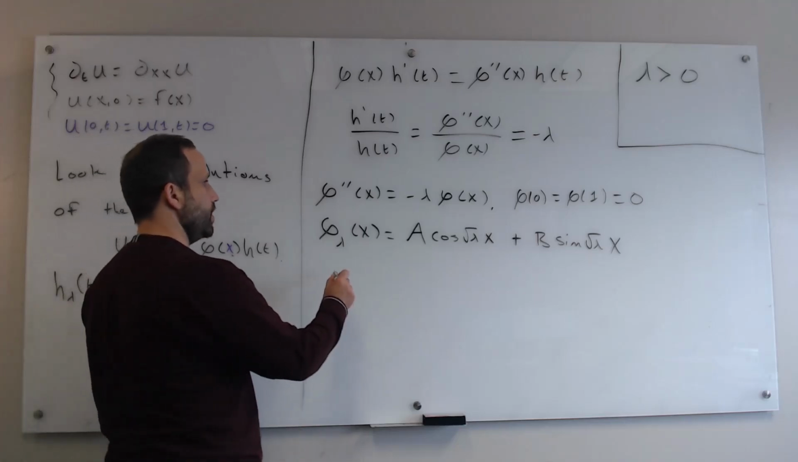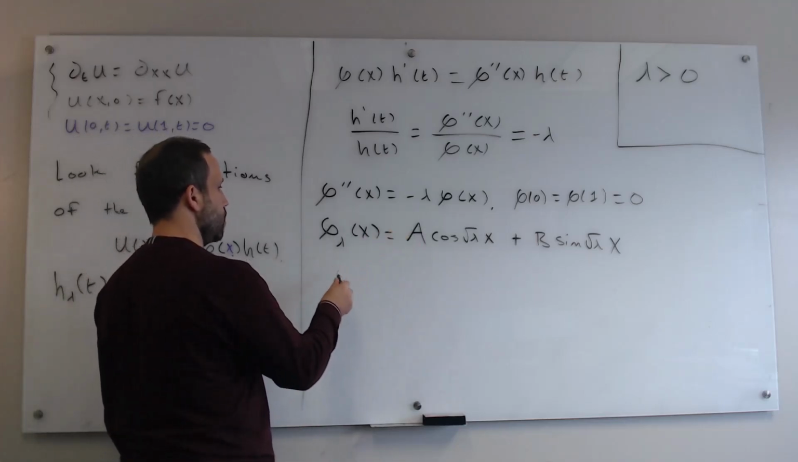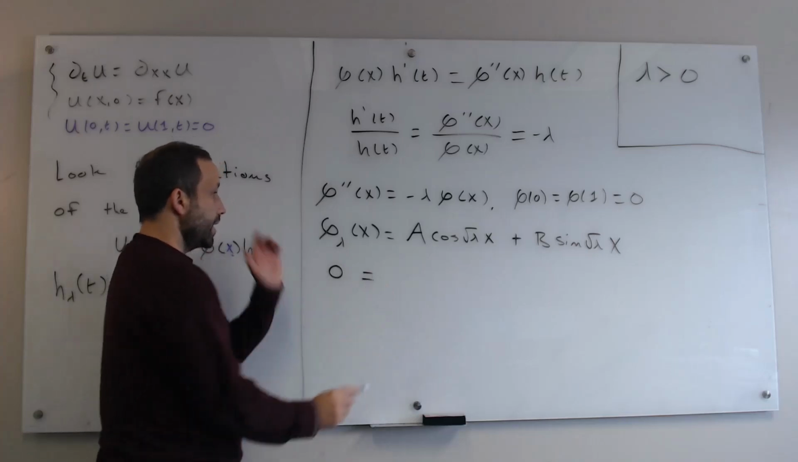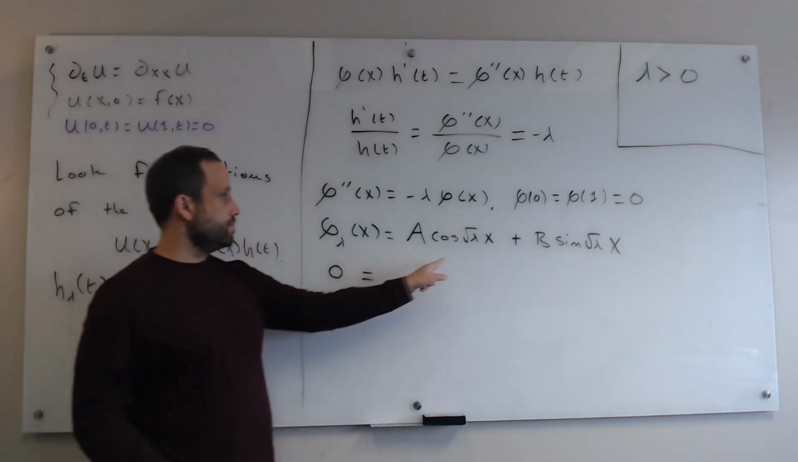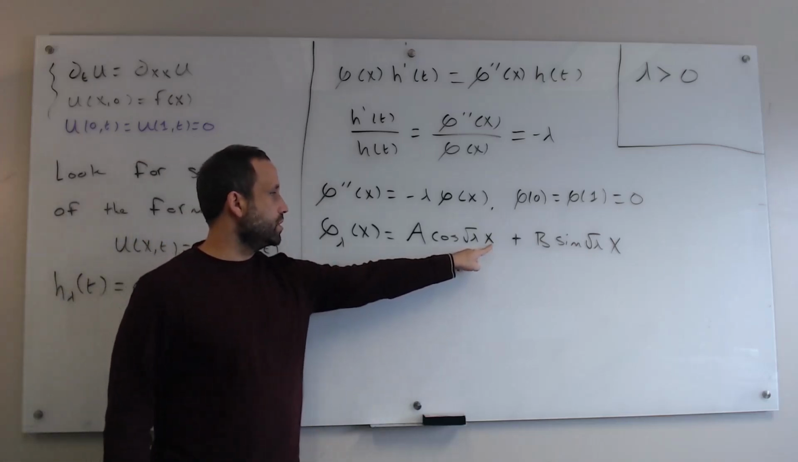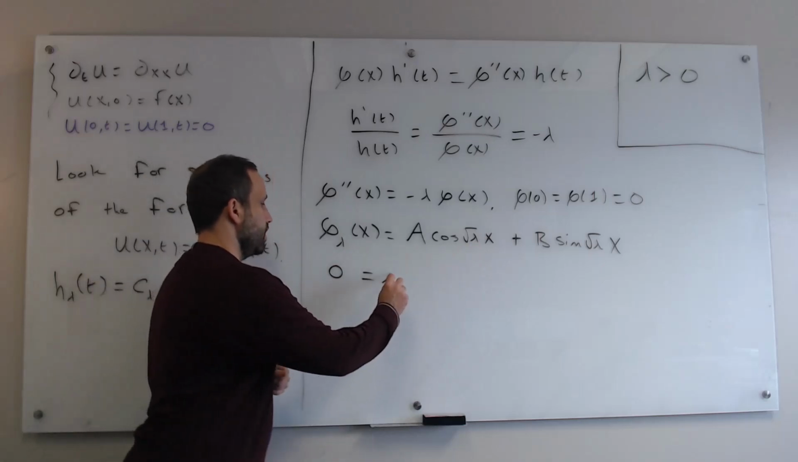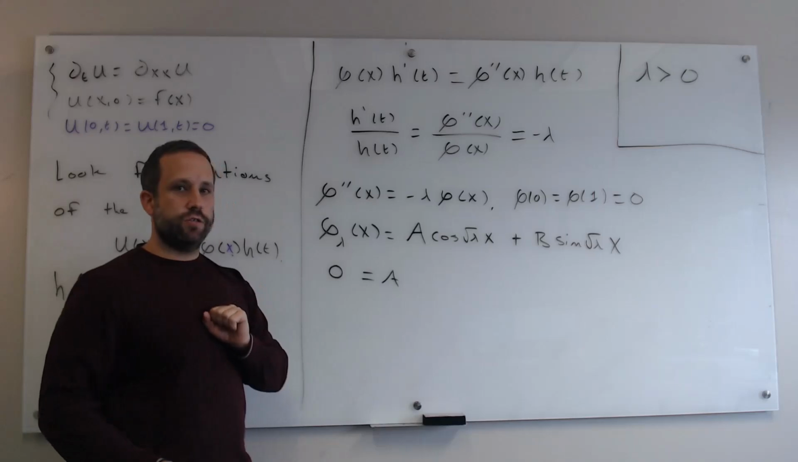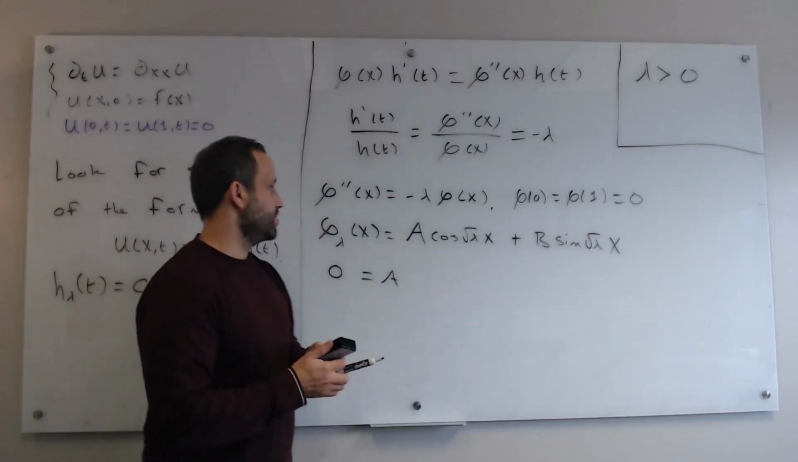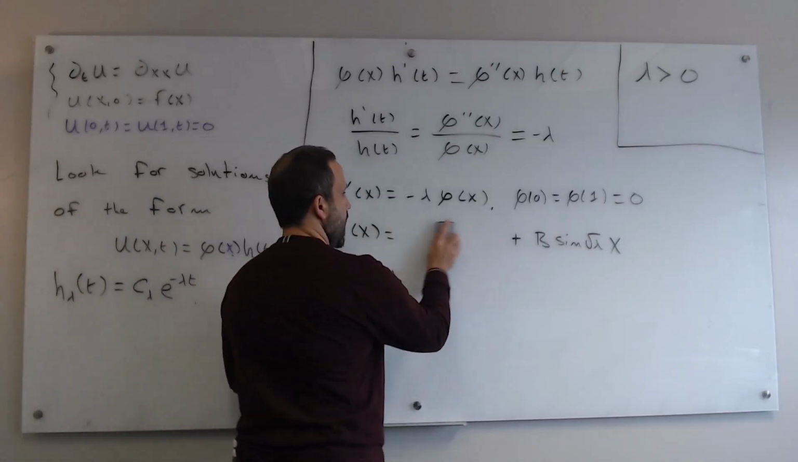So if you plug in x is equal to 0, you're going to get 0. And what's going to happen over here? Well, if you plug in x equals 0, this is cosine of 0, which is just 1, so this is a. All right, so this tells us a is equal to 0. So let's just get rid of this term. So a is equal to 0.